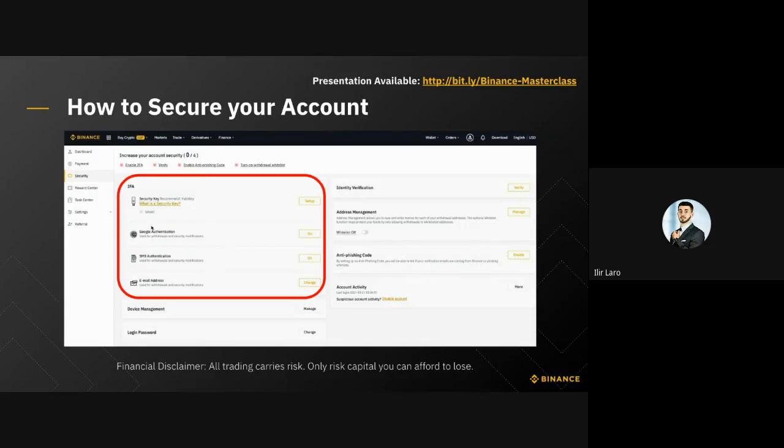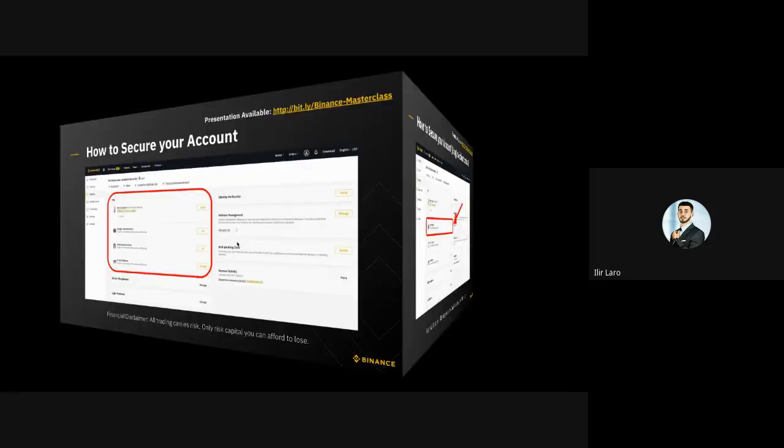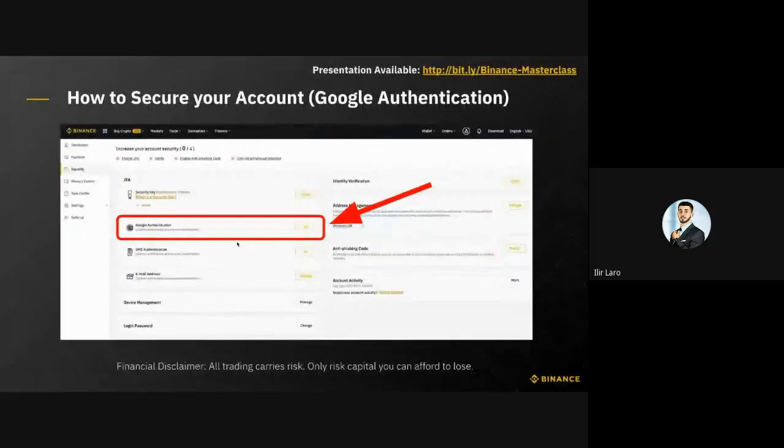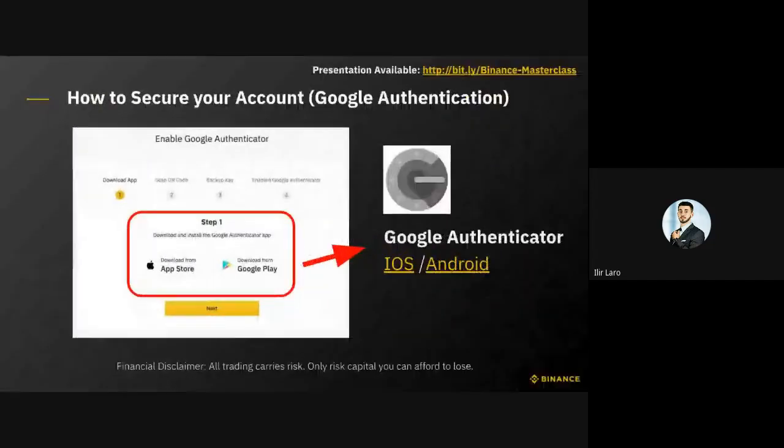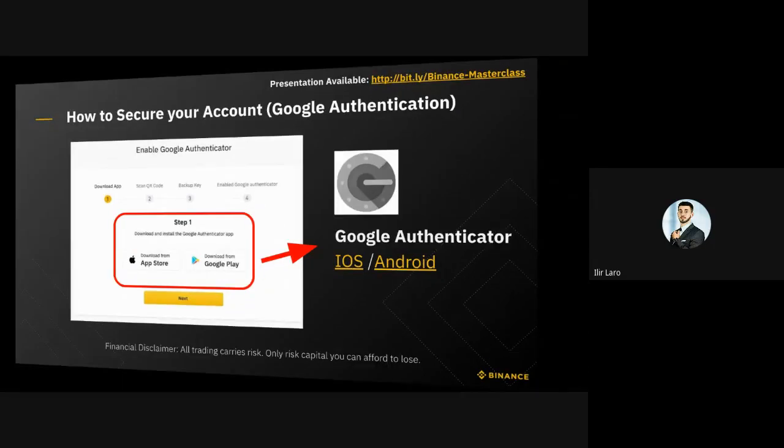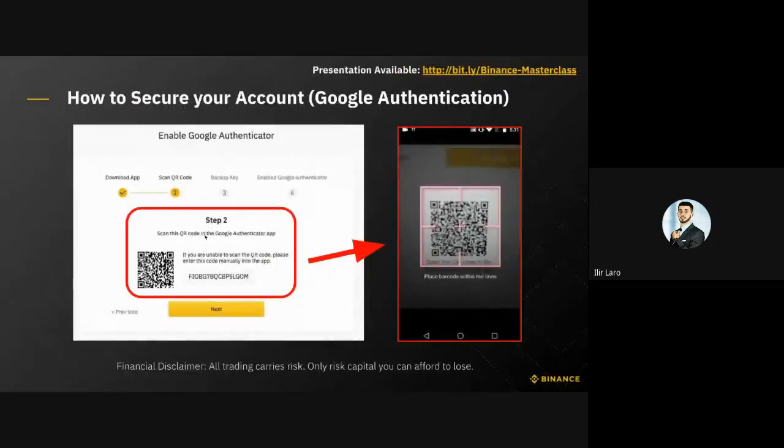So we're going to touch on how to secure your account using Google authentication. First things first, click on the on button. You'll then receive a pop-up that says to download the app. You can download the app via iOS or Android. Then, on your mobile phone, once you've downloaded the app, you have to scan the QR code, which you can see here.